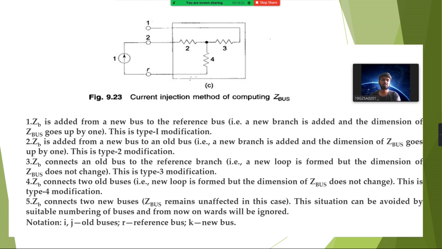This is the fourth modification which will be done on the ZBus. And coming to the last one, ZBus connects two new buses. ZBus remains unaffected in this case, because this situation can be avoided by suitable numbering of buses. From now onwards, we will ignore it.